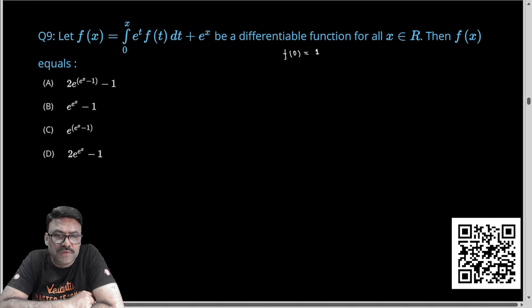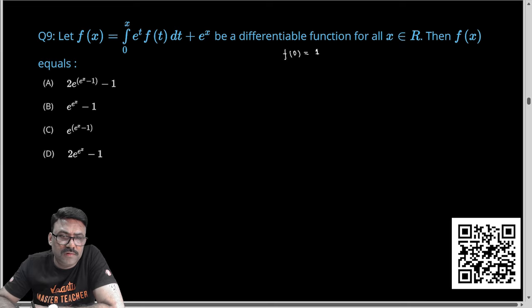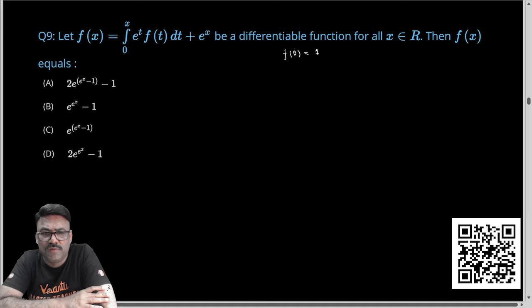In fact, you can just try the options also. Which option gives you f(0) equal to 1? The first option, if I put x equal to 0, yes, it is giving 1. Second option, e raised to 0 is not giving 1. Third option, yes, it is giving 1. Fourth option is not giving 1. So A and C will be the correct options, either A or C. But anyhow, let's solve this.